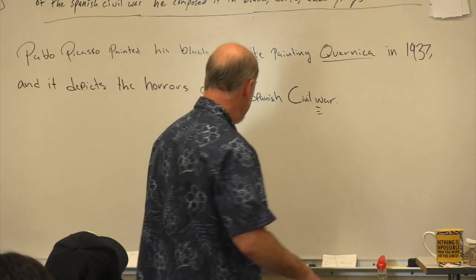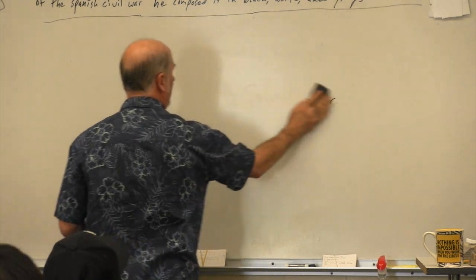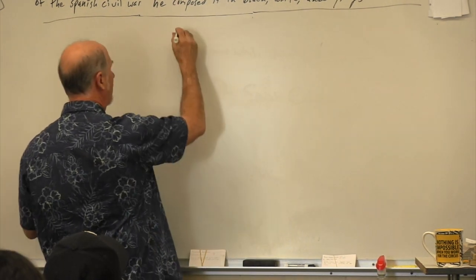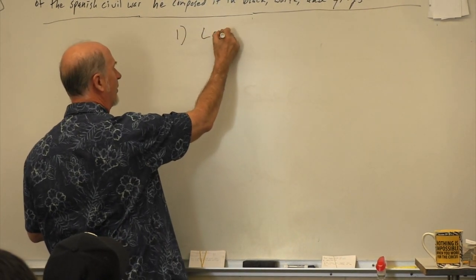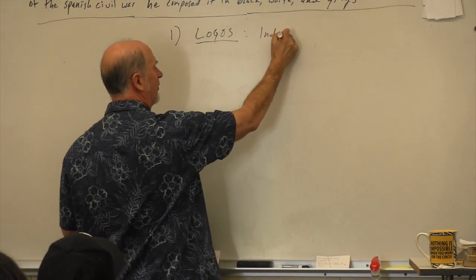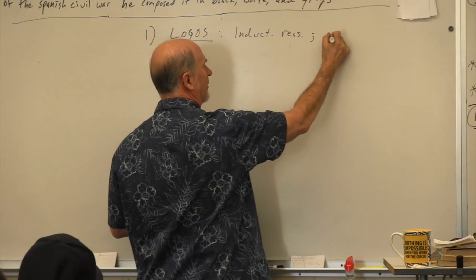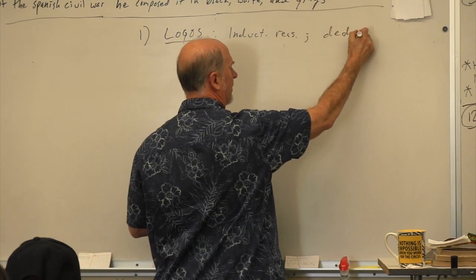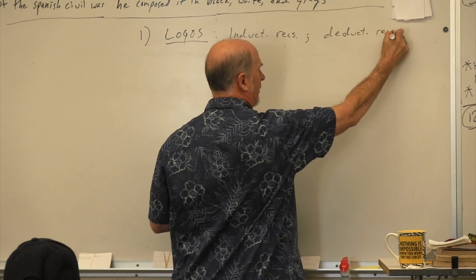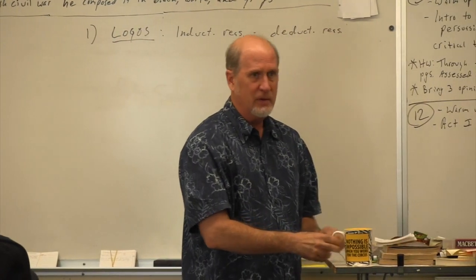Okay, so you've tried logos in both of its ways. The first and preferable way to appeal to someone is logos. You've tried the inductive reasoning, the evidence. You've tried the deductive reasoning, the laws of logic, the enthymeme.